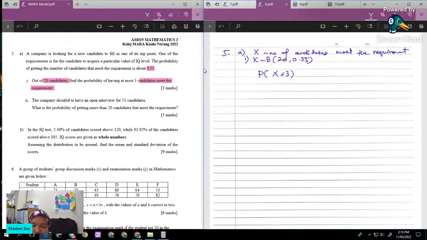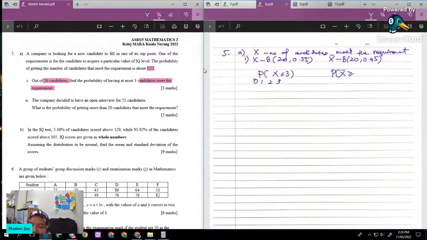Cara lain adalah you guna the complement, which is X bar. Kalau X bar, probability of success lagi probability of failure. So probability of failure, X bar is a binomial with 20 and 0.45 as the parameter. So kalau dia X less than or equal to 3, maksudnya apa? X bar is more than or equal to, kurang daripada atau sama dengan 3, 3, 2, 1, 0.